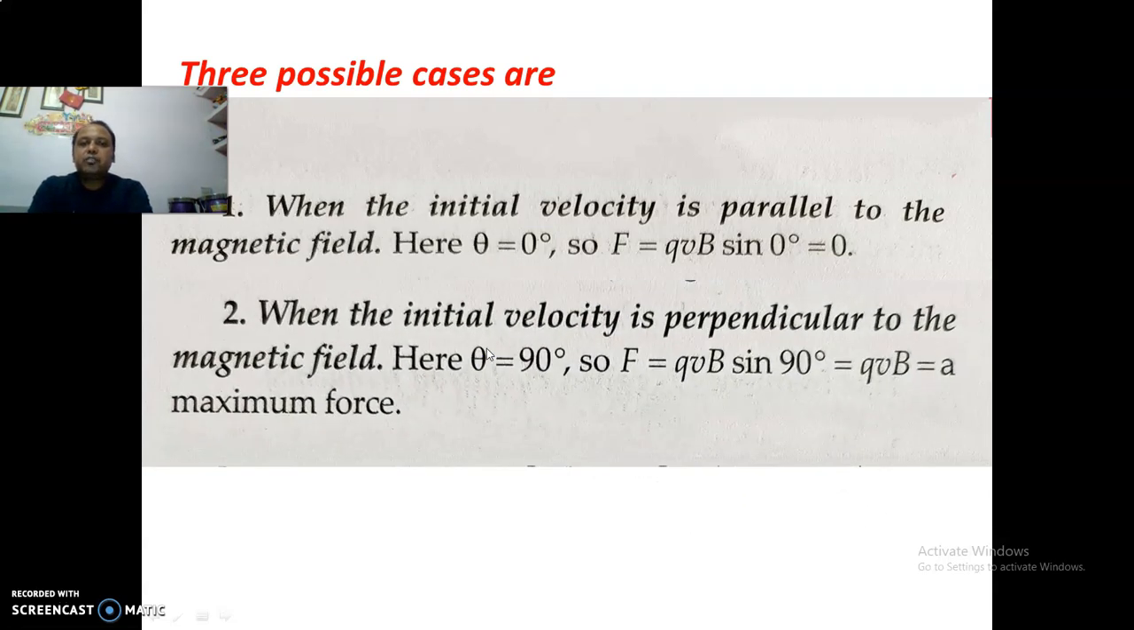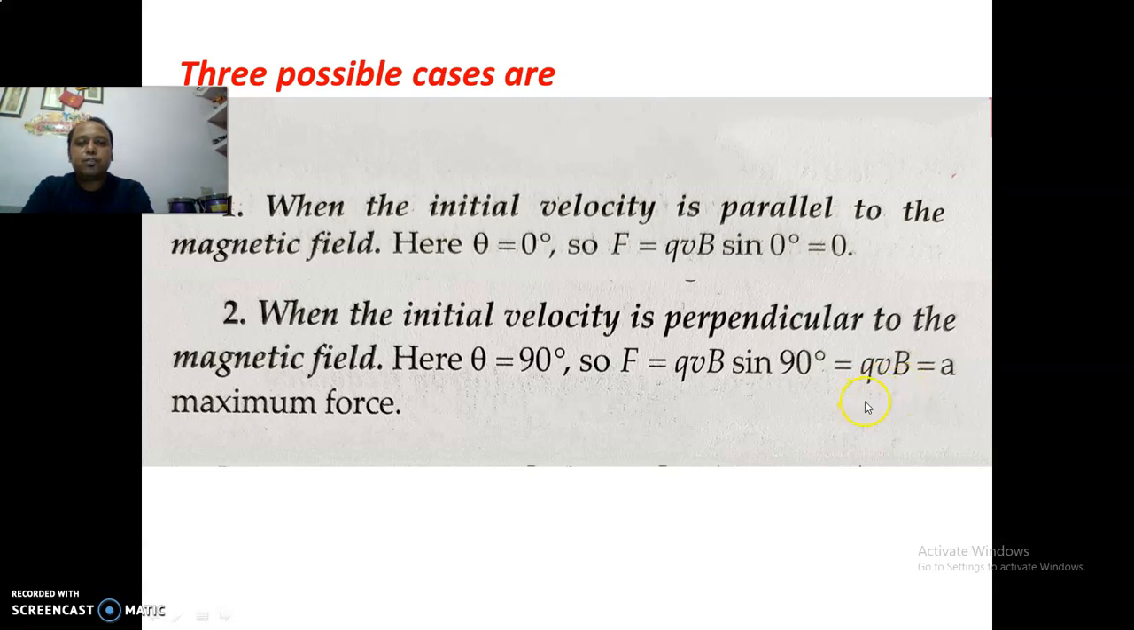Now, the second condition we are going to consider is when the angle is 90 degree, that is, the velocity of the charged particle initially makes an angle of 90 degree with the magnetic field. If that is the case, then the value of force will be QvB sin of that particular angle, which is 90 degree. So QvB sin 90, and the value of sin 90 is maximum, that is 1. So we have a maximum force. The value of maximum force is given by QvB.